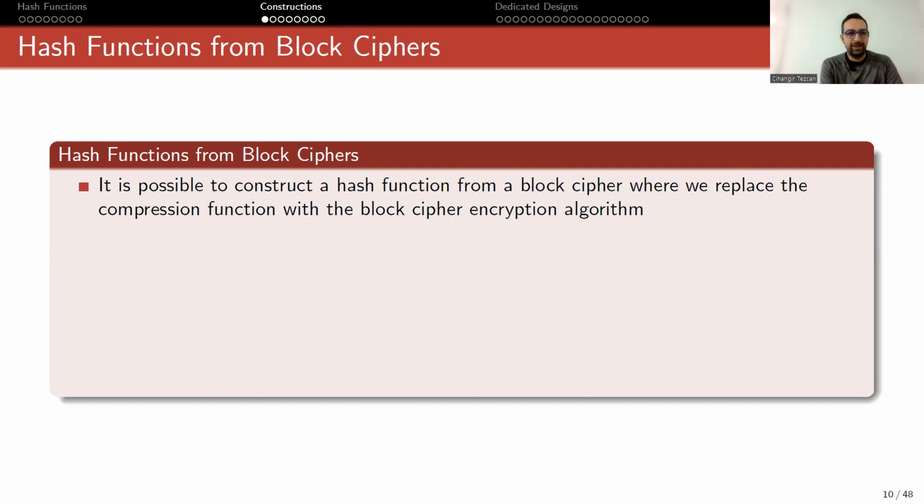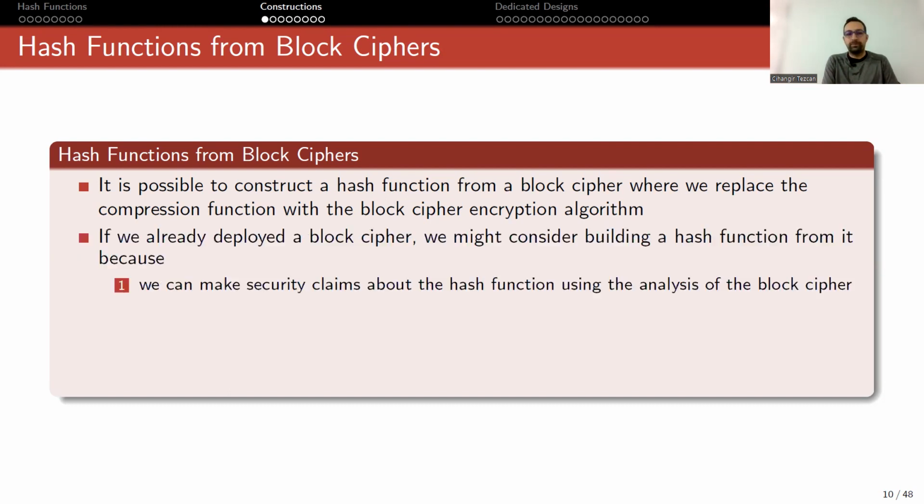So let's look at hash functions from block ciphers. It is possible to construct a hash function from a block cipher where we replace the compression function with the block cipher encryption algorithm. Here I'm talking about a compression function because think of it as a hash function. It is a compression function because the input can be of any size, but we are actually reducing it, right? Compressing it. So I will use a block cipher to perform this operation.